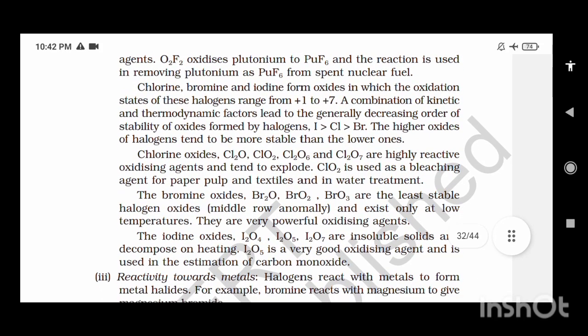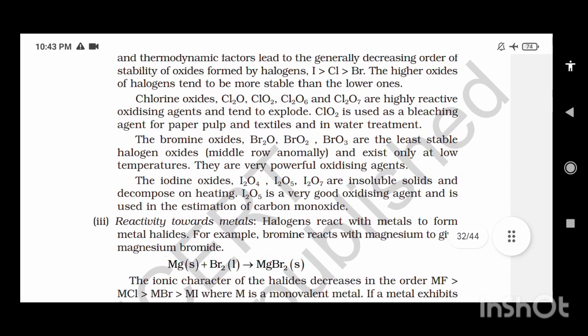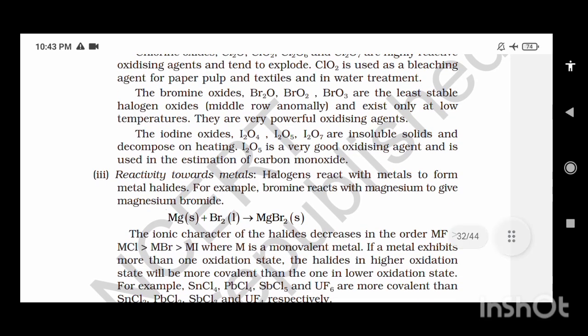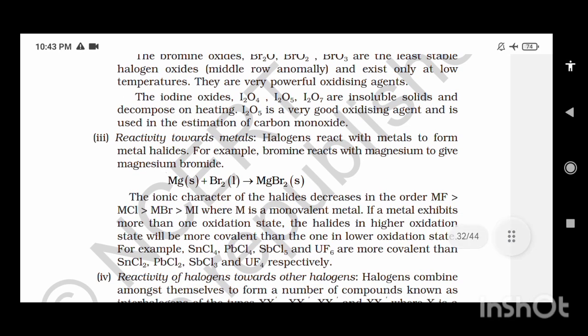Chlorine, bromine, and iodine form oxides in which the oxidation states of these halogens range from +1 to +7. A combination of kinetic and thermodynamic factors leads to the generally decreasing order of stability of oxides formed by the halogens. The higher oxides of halogens tend to be more stable than the lower ones. Chlorine oxides are highly reactive oxidizing agents and tend to explode. The bromine oxides are the least stable halogen oxides and exist only at lower temperatures. The iodine oxides are insoluble solids and decompose on heating.